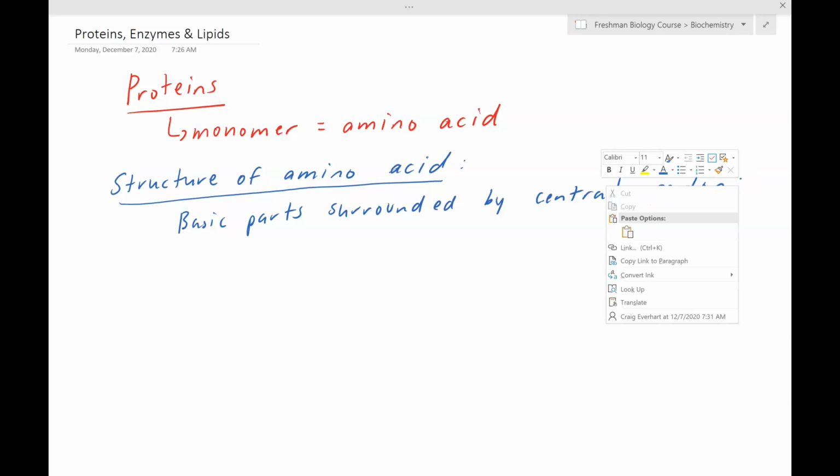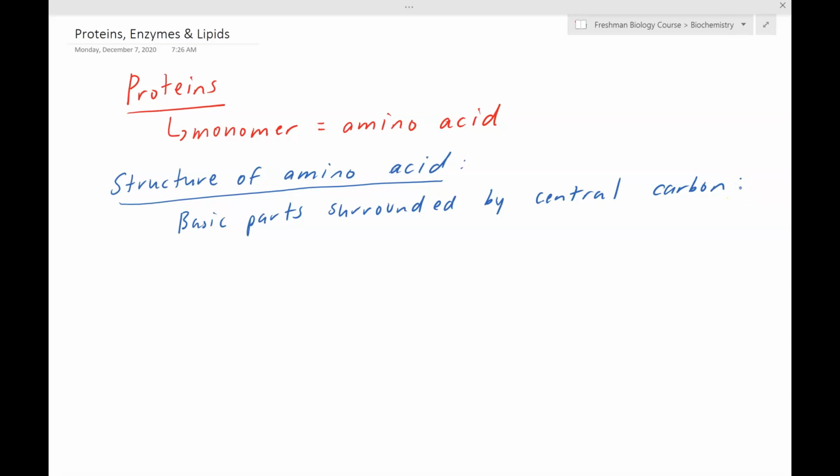So of course, amino acids and proteins are organic. Just a quick reminder, we said that for something to be organic, it must have carbon in it, but it also must be a part of the makeup of a living thing. And of course, proteins are a part of the makeup of a living thing. So now let's take a look at the different groups that are surrounding this central carbon atom.